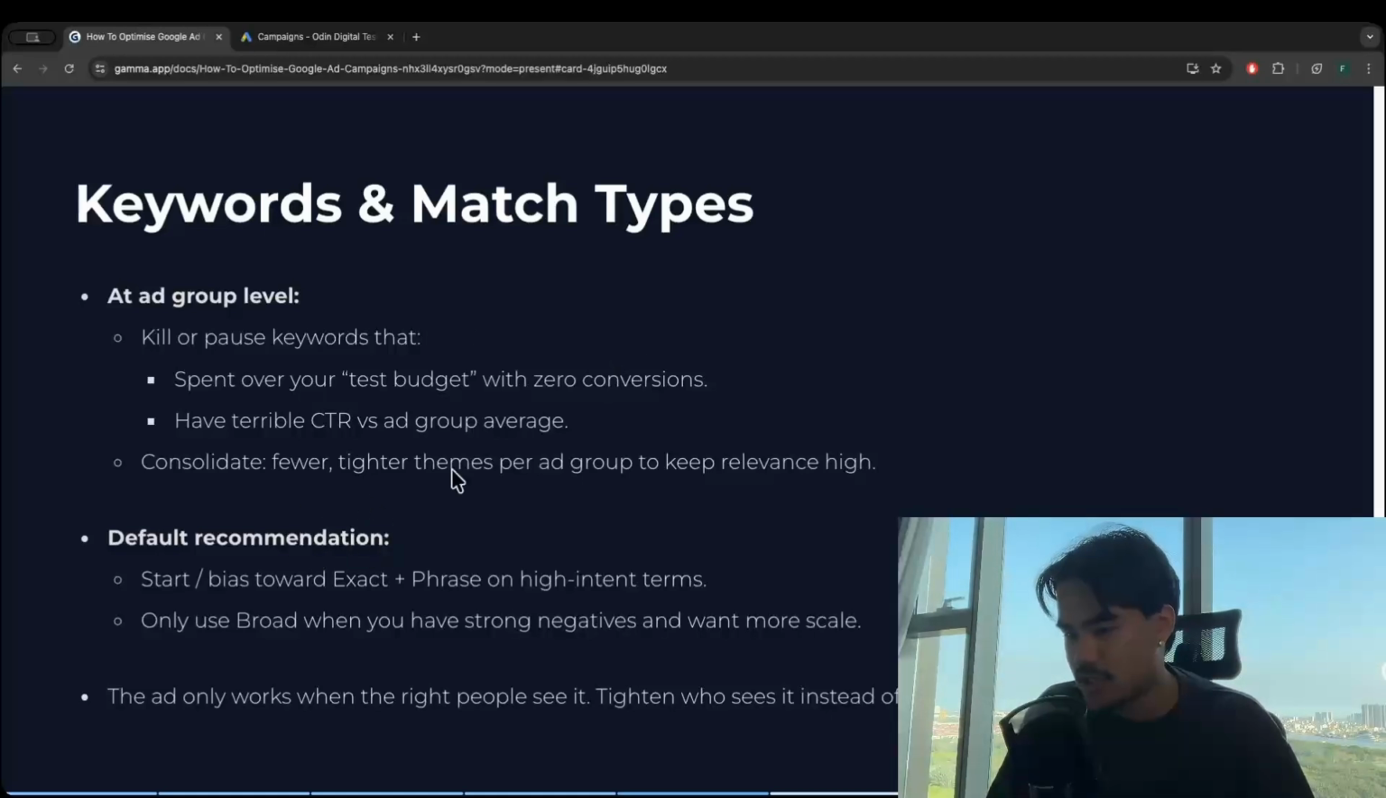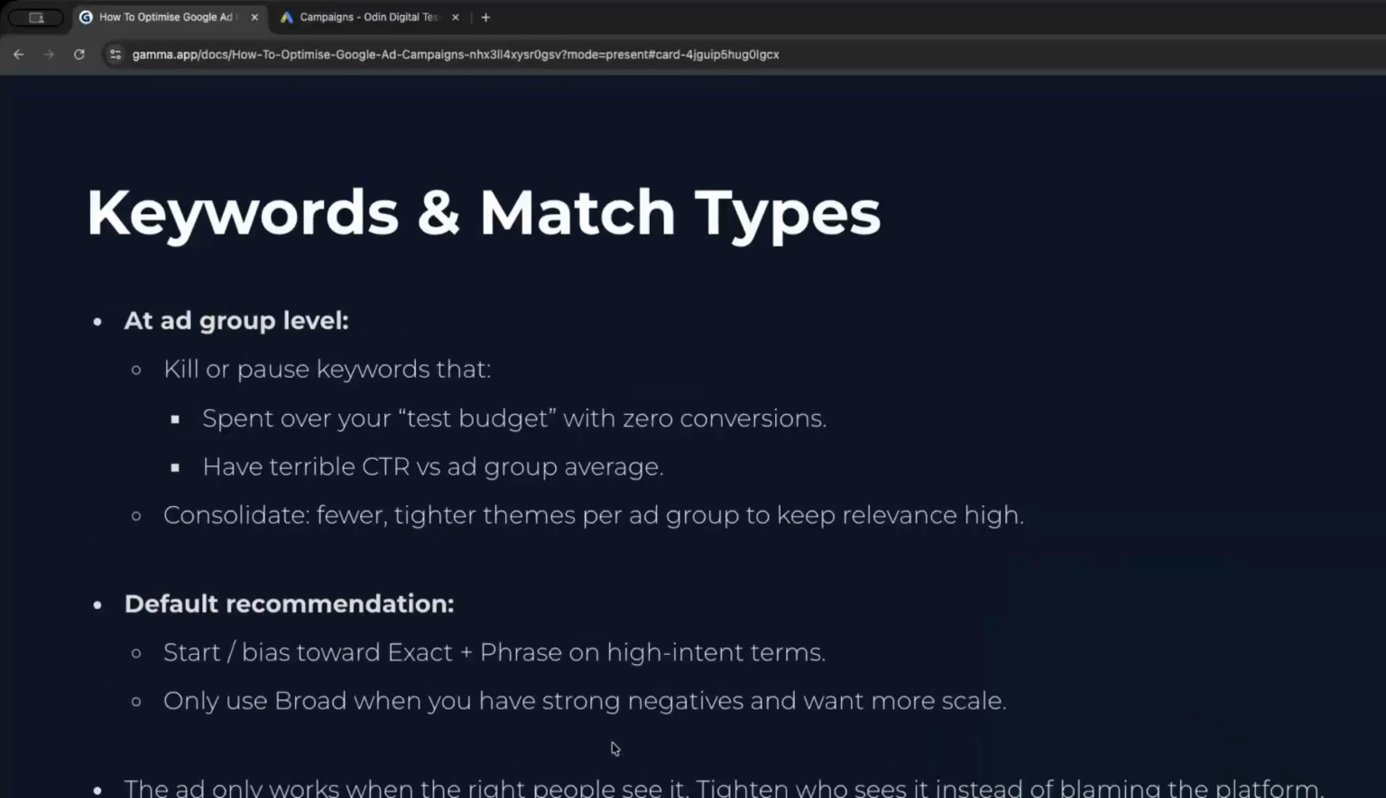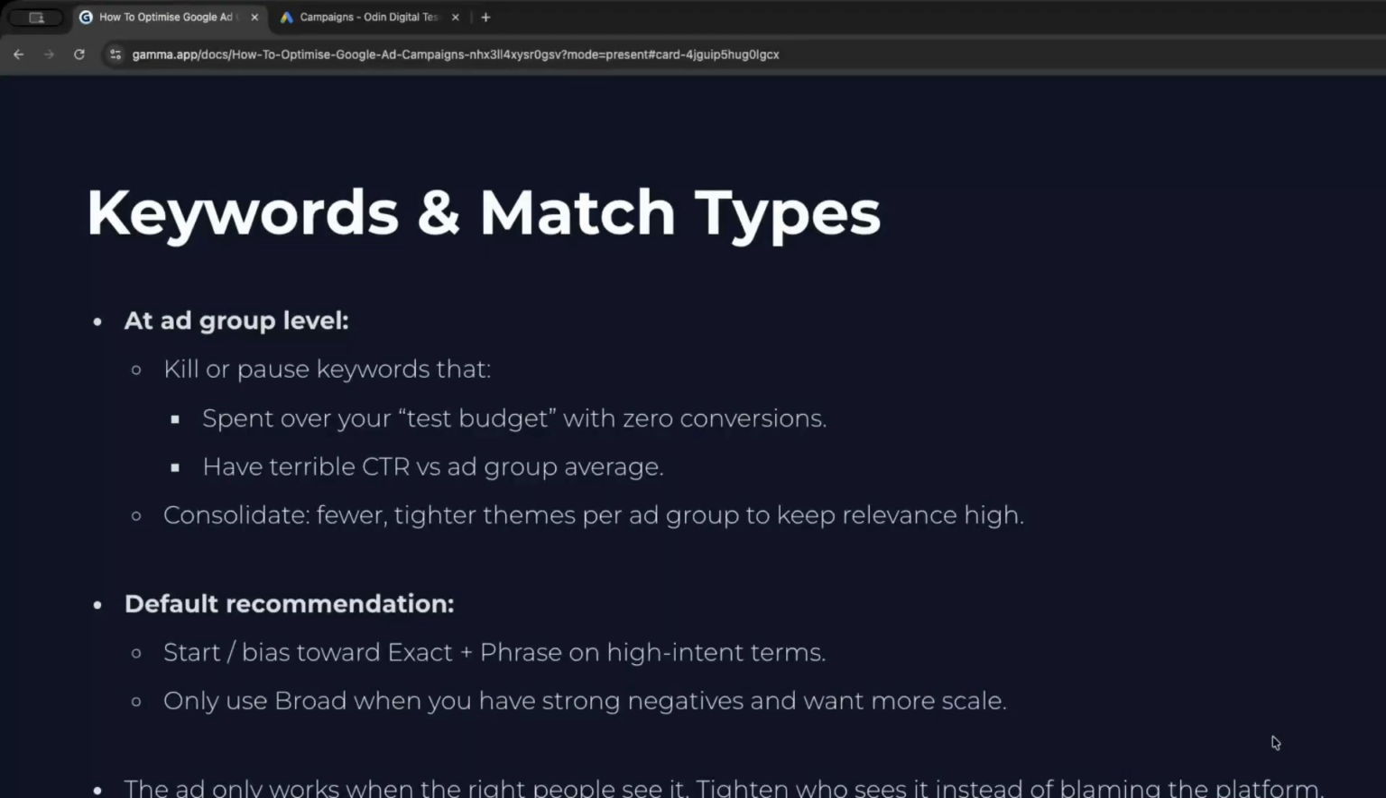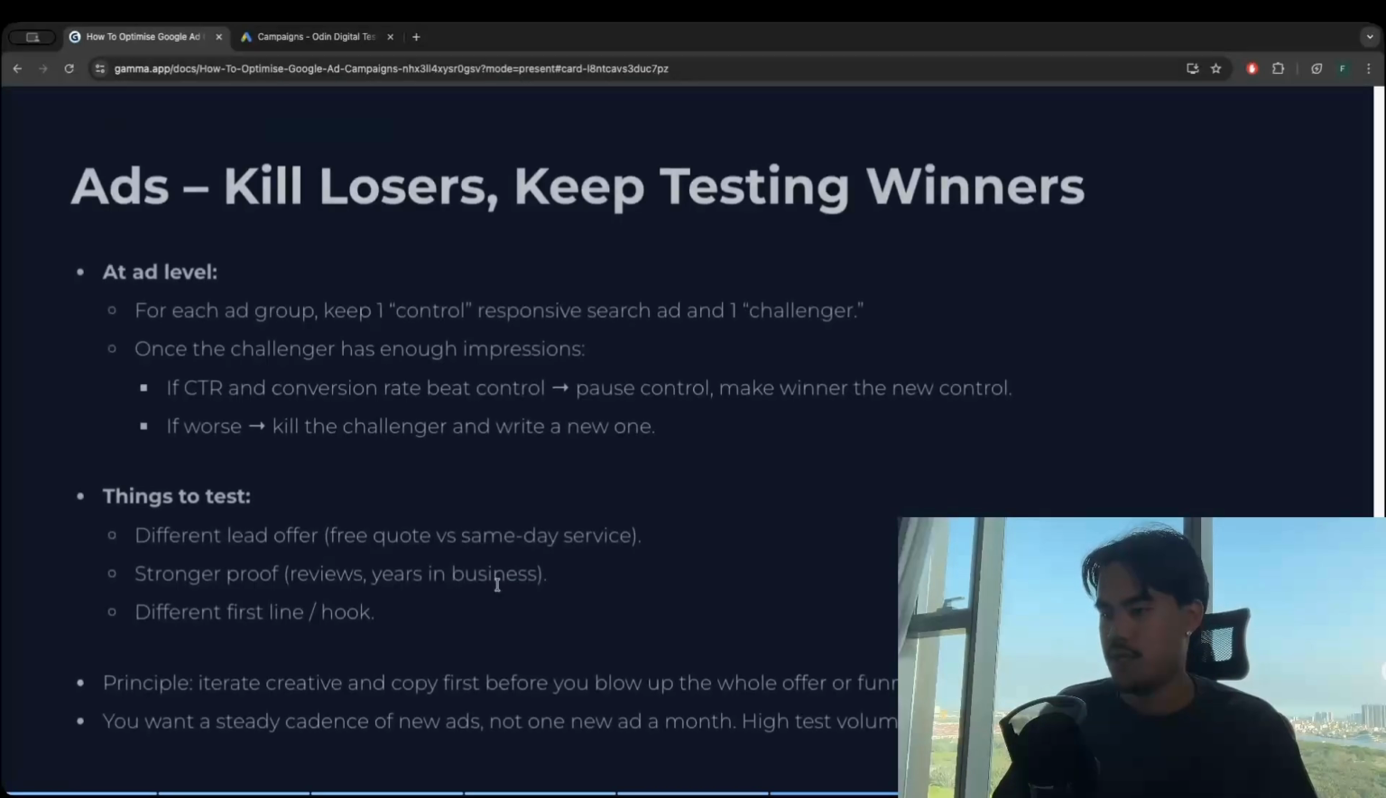And the default recommendation here is to start biased towards exact plus phrase match on high intent terms, and only use broad match when you have strong negatives and want more scale, right? So that's just usually how we do things. And then, the ad only works when the right people see it. So we want to tighten who sees it instead of blaming the platform, as you can see here, right?